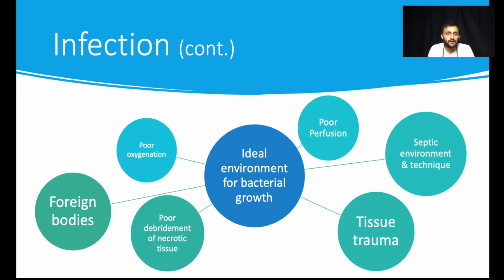So when we think about the ideal environment for bacterial growth, we think about these 6 things. We think about poor perfusion, we see septic environment and techniques, we have tissue trauma, poor oxygenation, foreign bodies, poor debridement of necrotic tissues, and there are a number of other things as well, but these are kind of the 6 big ticket items. Okay, so that pretty much wraps up infection.